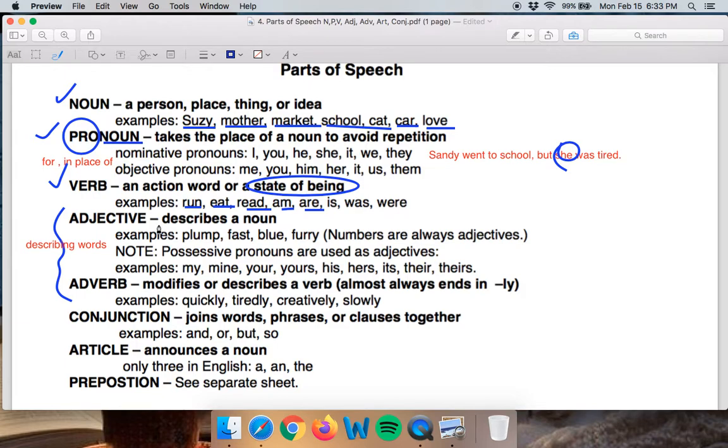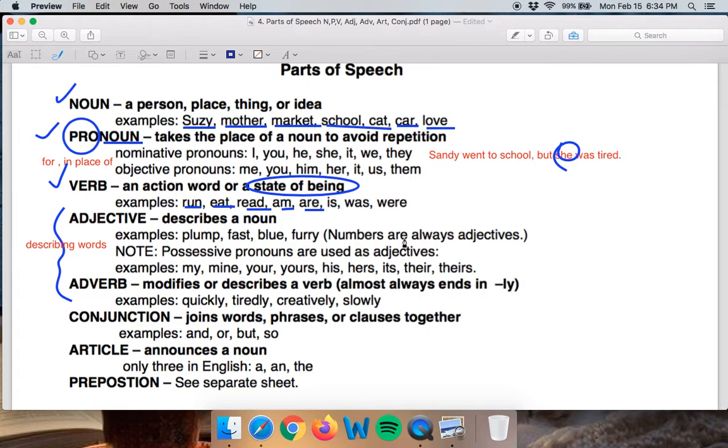All right? So if I have, for example, a baby. Baby is a person, so that would be a noun, right? If I say the plump baby, plump describes the baby. It tells me something about the baby. So if I have a car, a car is a thing, right? If I say the fast car, fast is describing the car. It's telling me something about the car. If I say a flower, a flower is a thing, so it would be a noun. If I said the blue flower, blue would be describing the flower.